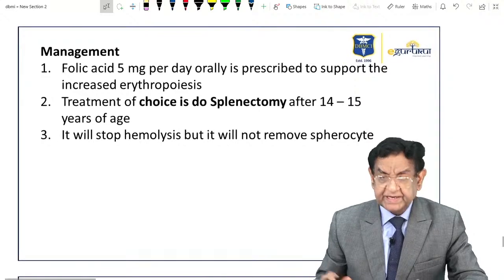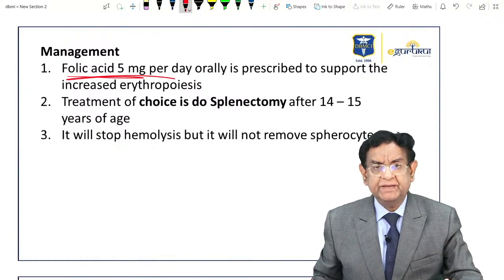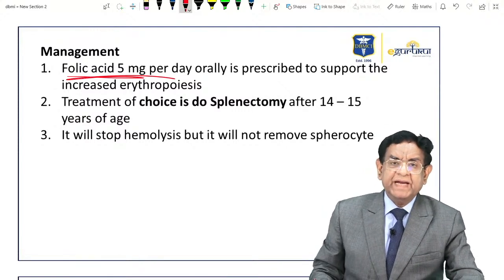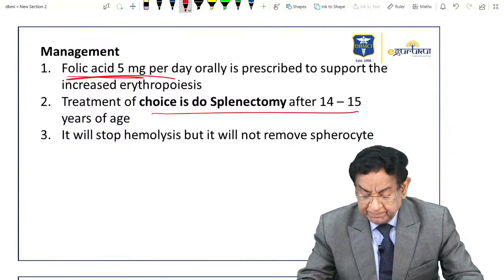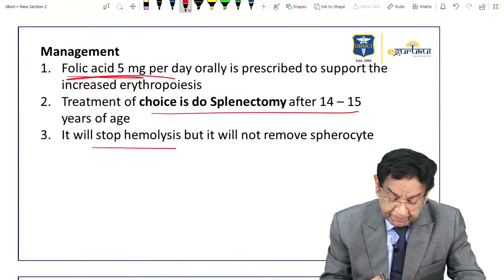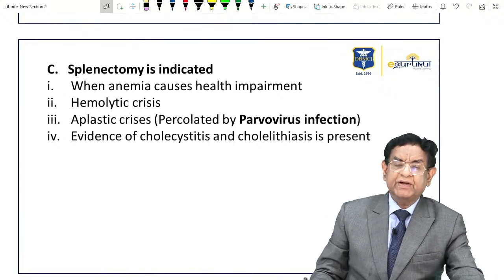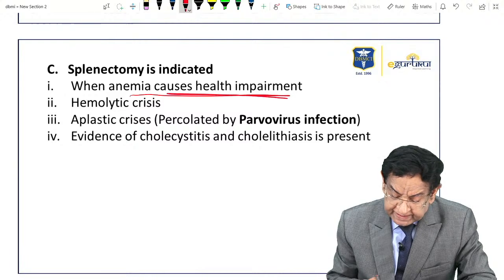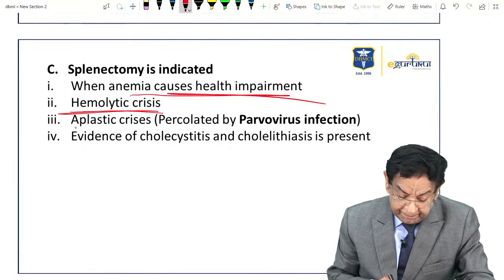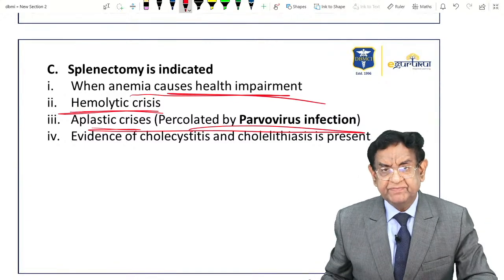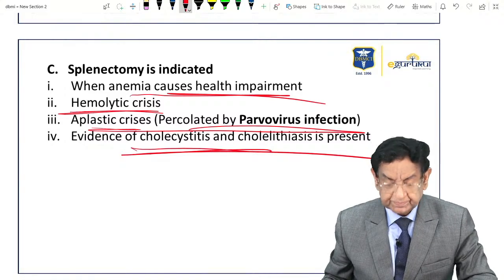So how to manage a case of hereditary spherocytosis in general? Always give folic acid in all patients who have hemolytic anemia for any reason. If you do not give it, the patient may additionally develop even megaloblastic anemia. However, the treatment of choice finally is splenectomy after the age of 15 years. It will stop hemolysis, but it will not remove the spherocytes. It will not remove the disease. Now, when will we advise splenectomy? When it is causing health impairment, really hampering work, hemolytic crisis going on, aplastic crisis due to parvovirus infection, which I mentioned in the previous question, or gallstones are there. In such cases, you can think of splenectomy.